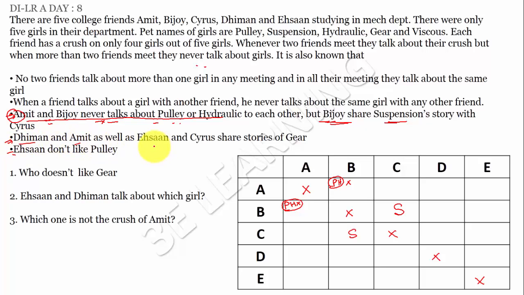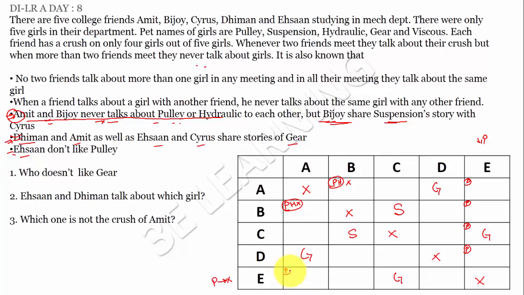Dhiman and Amit, as well as Ehsaan and Cyrus, talk about gear. Dhiman and Amit is all about the gear, and Cyrus and Ehsaan is all about the gear. So we plotted the second line also. Ehsaan does not like pulley. So we write Ehsaan does not like pulley. I hope this one is clear. Or you can also write the pulley should not be here. It's all about what you want, how you want to write.